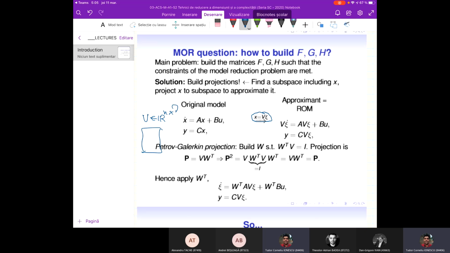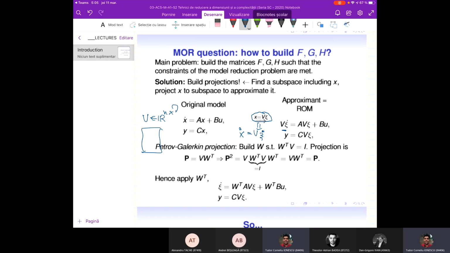So if you substitute X with V Xi, X dot is V Xi dot, because V is a constant matrix. So the only functions that depend on time are X and Xi, so they are subject to the differentiation. So you differentiate X. So V Xi dot is A V Xi plus BU, and the output is C V Xi. Now, how do you finish and get everything in Xi here?